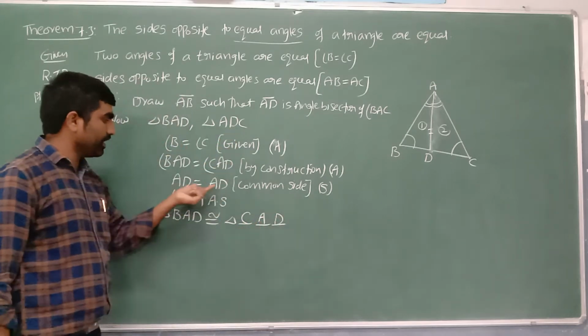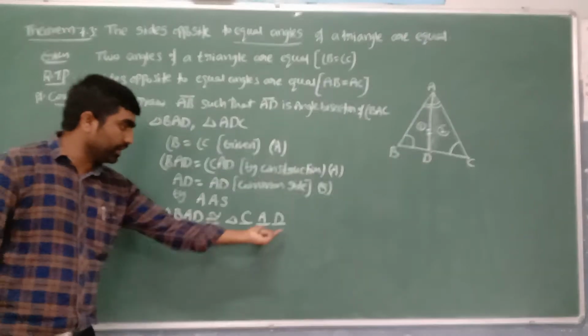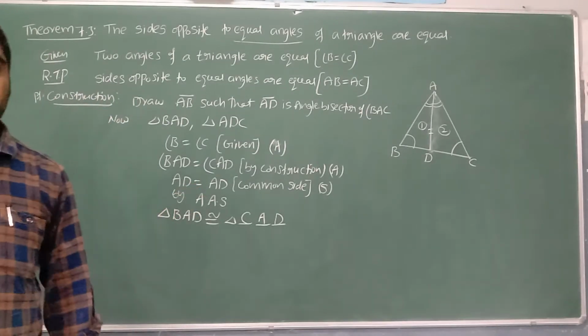You can verify this. AD equal to AD or not. AD last two. AD last two. That is the way to write symbolic form.